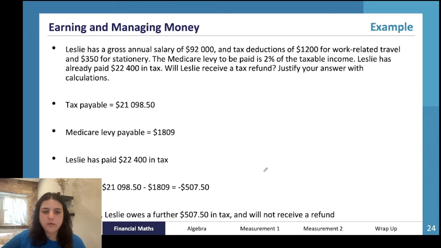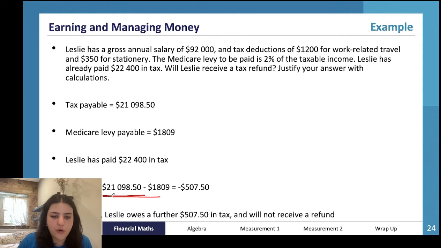So let's go back through our question. The tax payable we've just worked out is $21,098.50. We've got a Medicare levy of $1,809, and we know Leslie has paid $22,400. So we know that she's paid $22,400. She actually owed $21,098.50 and $1,809.